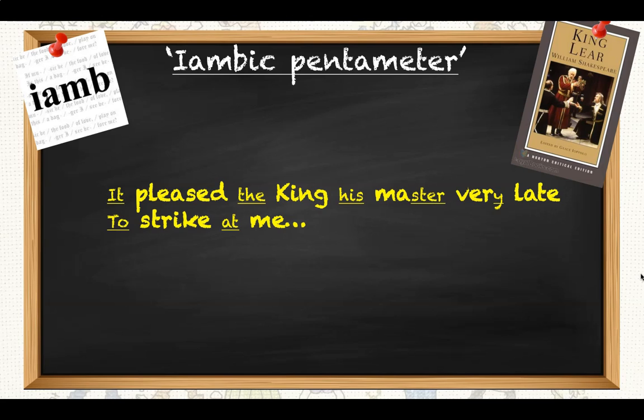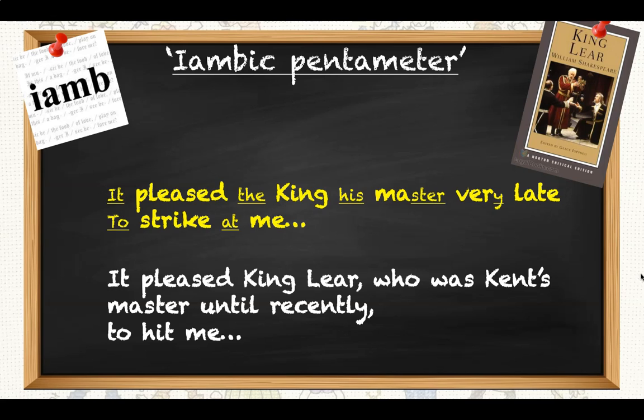So this line comes from Act 2, Scene 2, when Oswald and Kent resume hostilities and Kent is put in stocks. Cornwall wants to know what Oswald has done to offend Kent, and Oswald replies that he has done nothing, that in fact King Lear had hit him and that Kent had tripped him up in the first place. Here is what Oswald is saying. It pleased King Lear, who was Kent's master until recently, to hit me.